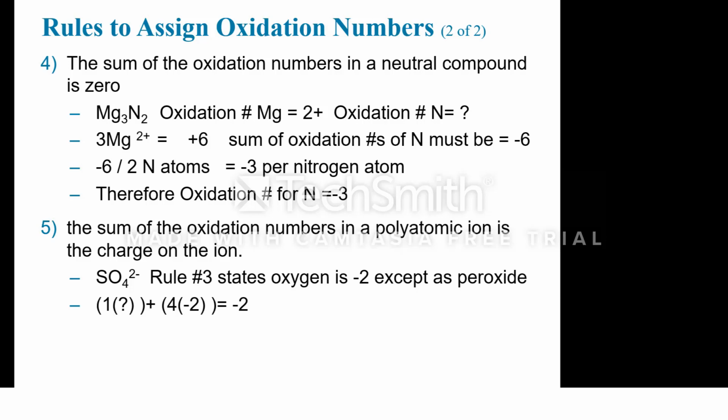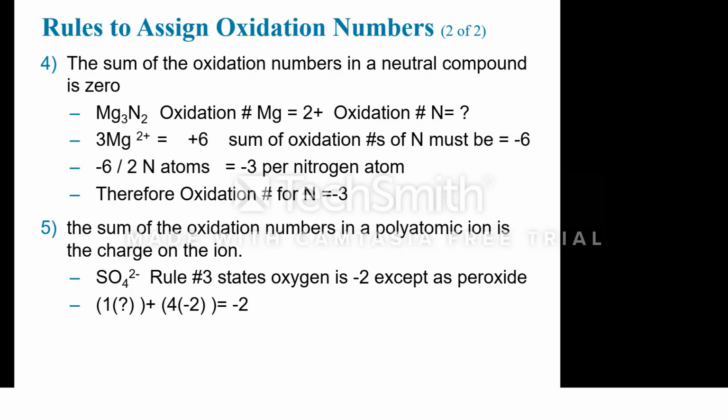So we write ourselves a little algebraic equation to help us calculate the oxidation number of sulfur. We have 1 sulfur atom, and we don't know the oxidation number, so in our equation we write 1 times question mark. And we have 4 oxygen atoms, and each oxygen atom has a -2 oxidation number. So we add 4 times -2, and that has to equal the charge of the ion, which is -2.